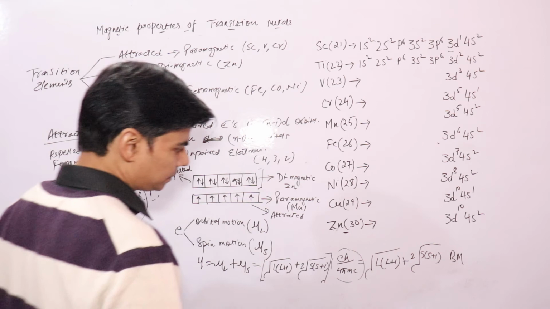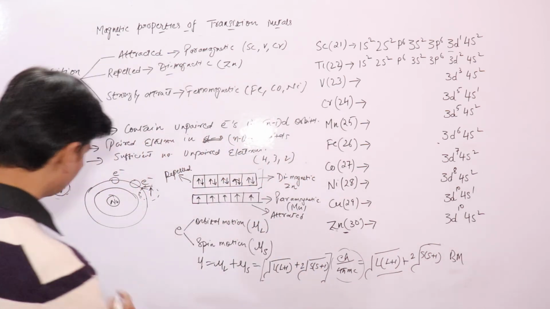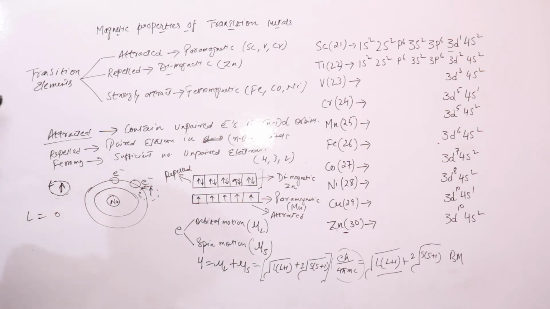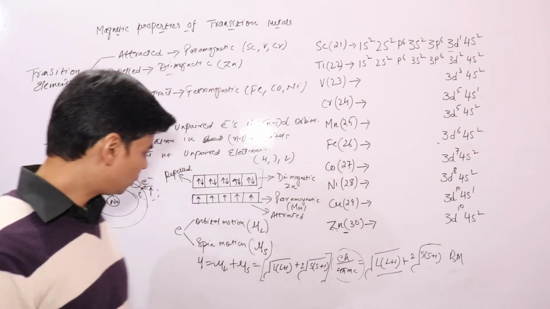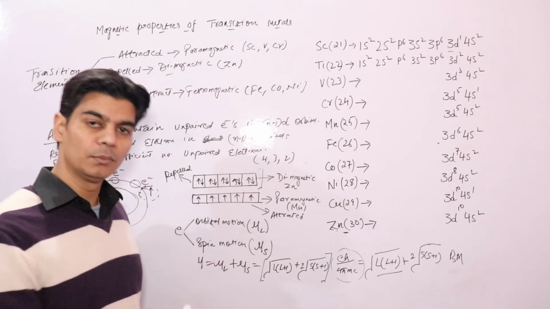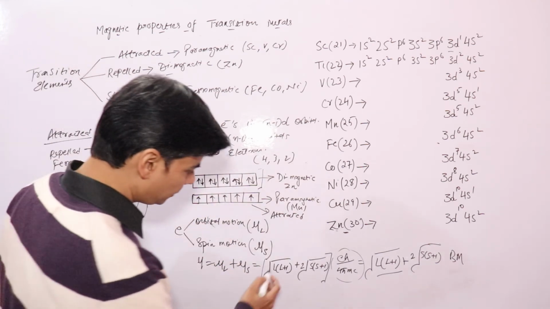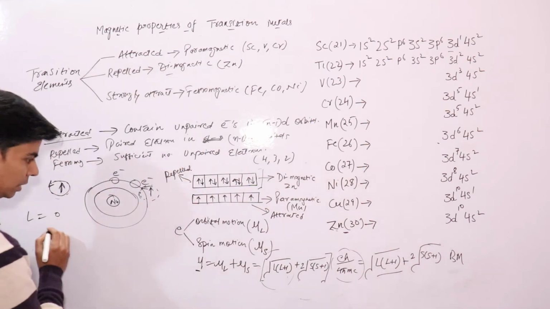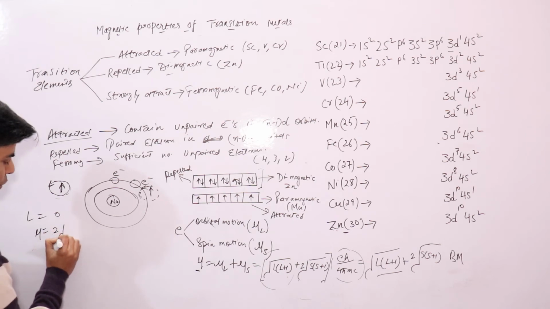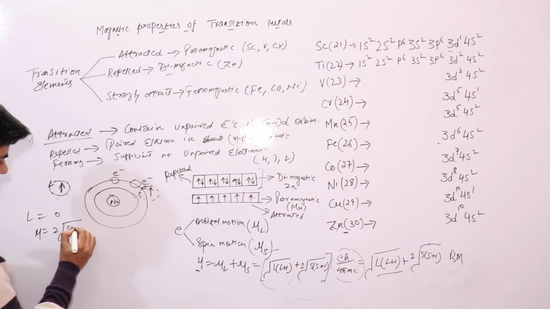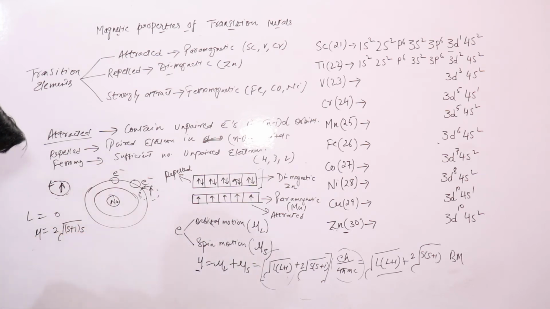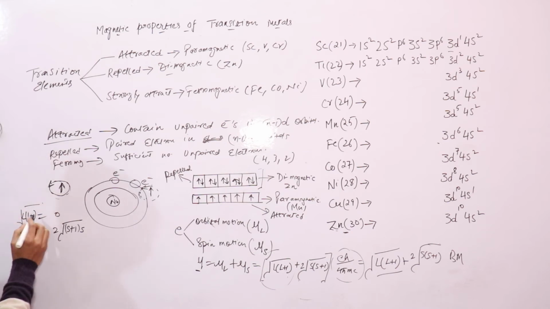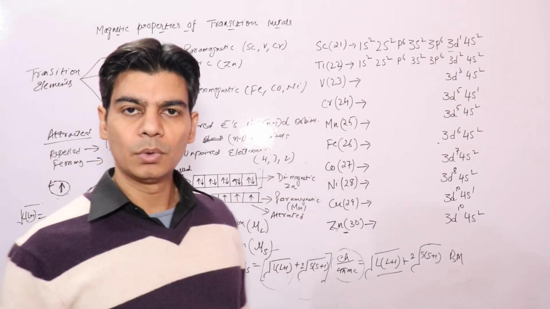Now we need to look at one thing: L is equal to 0. The magnetic moment due to orbital motion is 0; it is not much significant, so this term would be 0. So the magnetic moment would only be due to the spin of the electron. So mu would be 2 root S(S+1). Why is this 0? Why is the magnetic moment due to orbital motion 0?